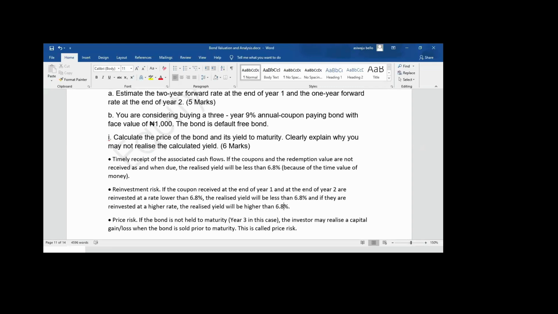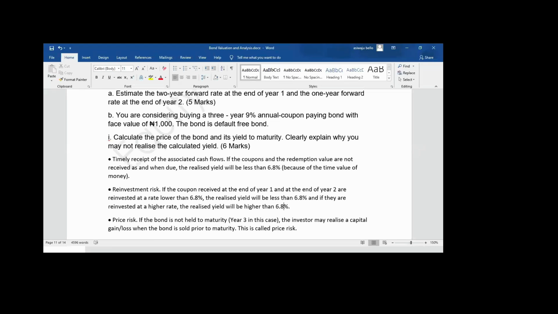What that point is saying, or the assumption of yield to maturity, is that you are going to hold your bond until maturity. This bond is for 3 years. That means the investor will not sell the bond. He's going to leave it until the end of 3 years.